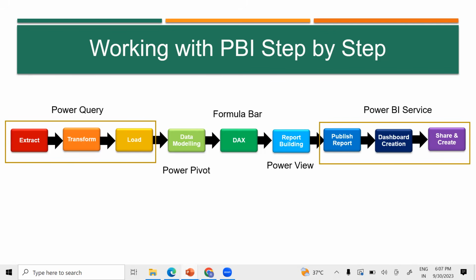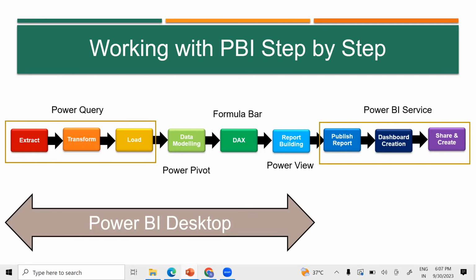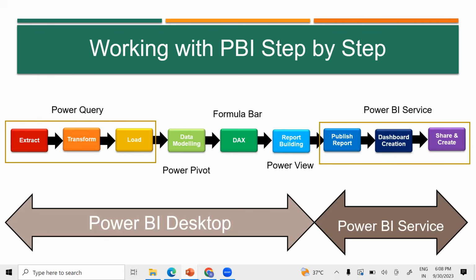Okay, so up to this portion, from extract, transform, load to report building, this whole thing is done by Power BI Desktop, which is an open source tool, which is free to use. And the rest of the process is done by Power BI Service, which is a paid tool, but we can create a free account and we can use some features of it. Okay, like up to report building, publishing the report, and then you can create an embedded link. I will tell you that in the last session.